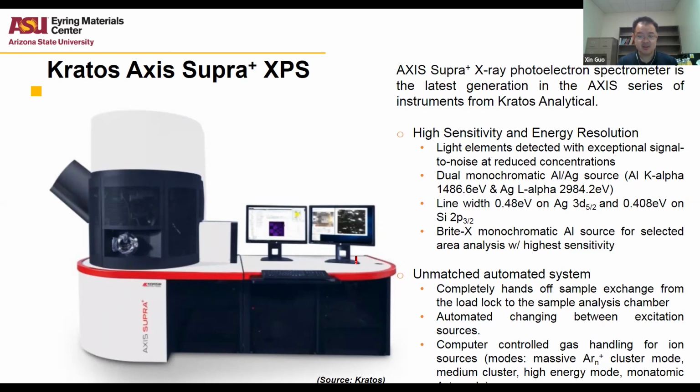The second primary feature is its unmatched automated system. Imagine we use the XPS in a conventional way. We need to push the sample rod into the sample analysis chamber to do the measurement there. But now it can be done completely hands-off. We can exchange samples from the load lock to the sample analysis chamber completely automatically with the software. And we can also switch the excitation source automatically with a few clicks on the software. We can do the gas handling for the ion sources with a computer-controlled program, and we can modify the configuration such as the ion source, ion size, energy level, etc.